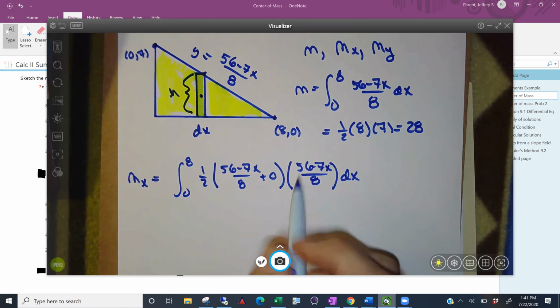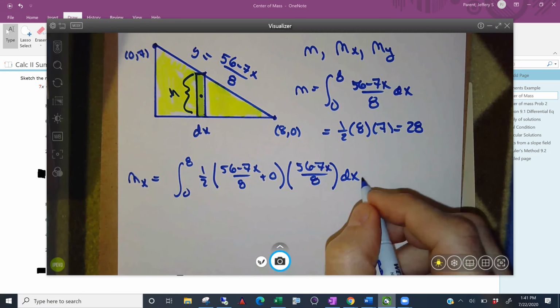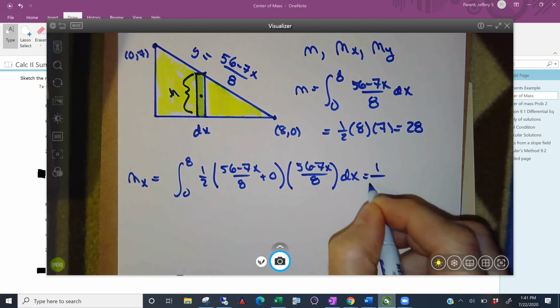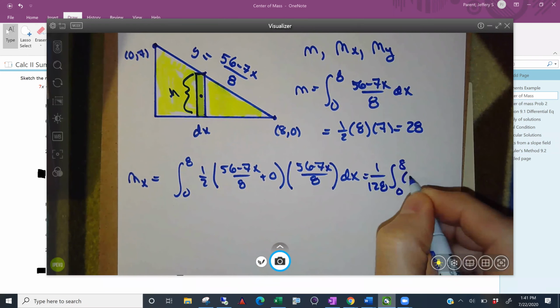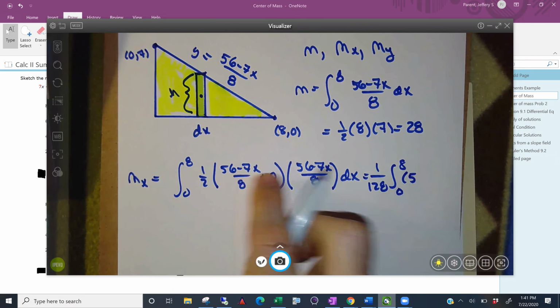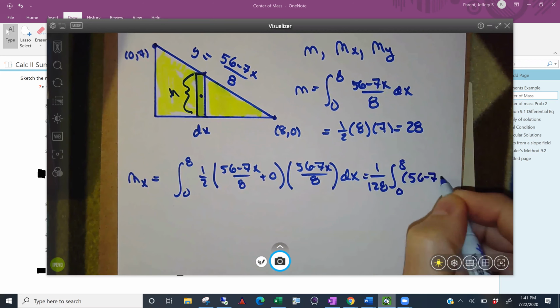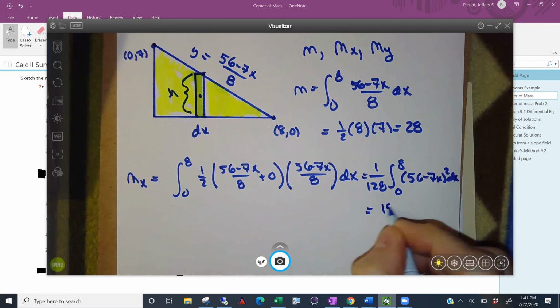Now, in terms of finishing this up, you've got an 8 and 8. 64 times 2 is 128. So it's going to be 1 over 128 times the integral from 0 to 8 of, since we've factored out the denominators, just (56 minus 7x) squared. Yay. And I'll let you play around with that at your leisure, which you'll end up with 196 over 3. Okay.